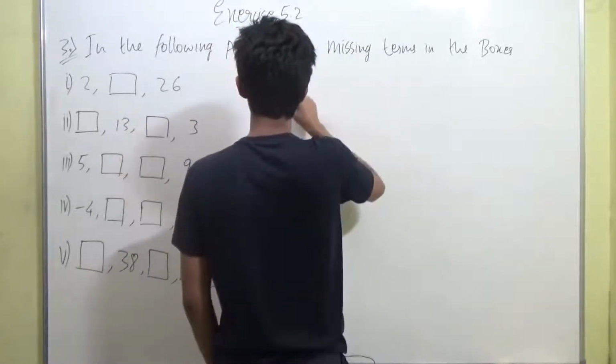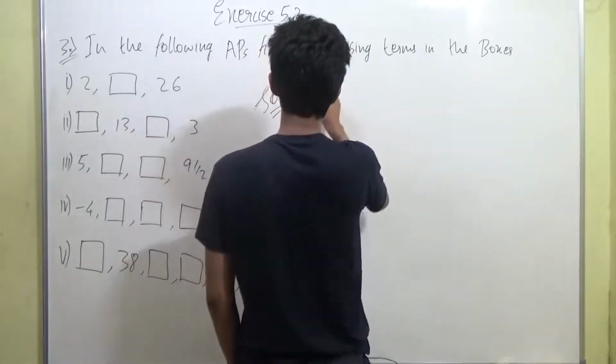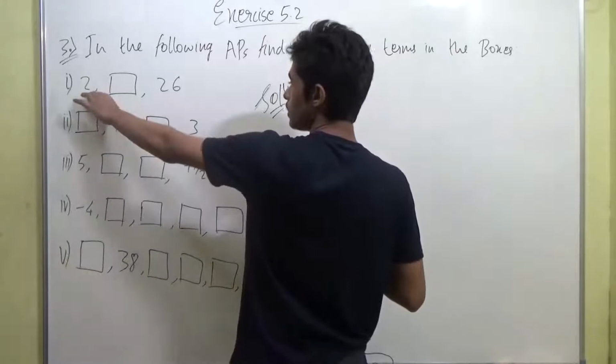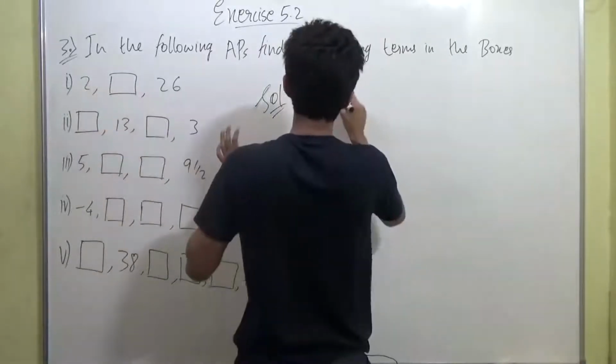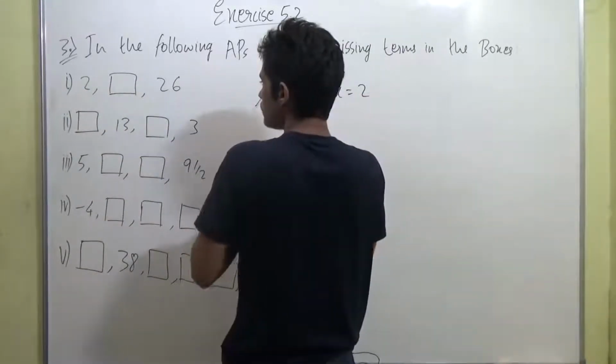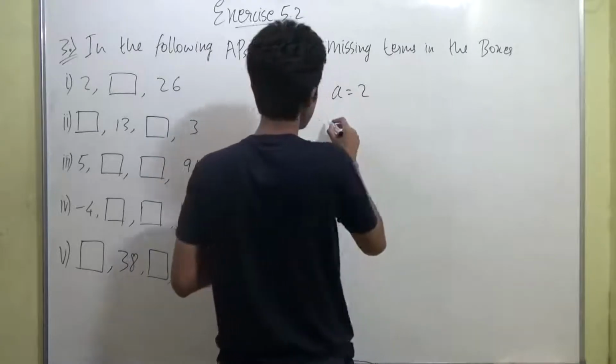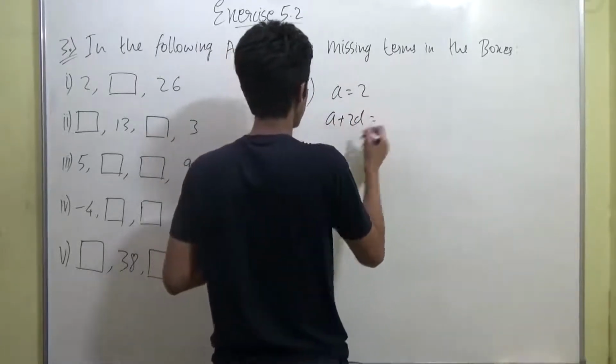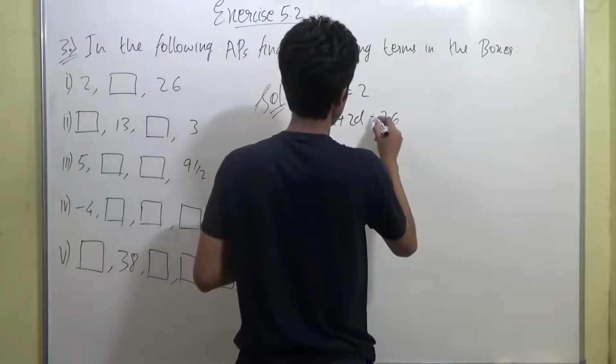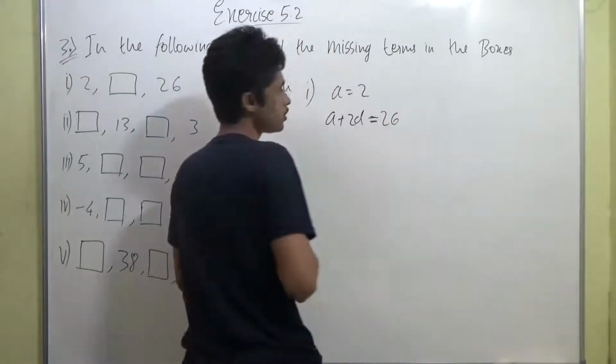Solution. If you take the first sub question, they have given us 2 here. In this AP, what is 2? A is equal to 2, correct? No. This is the third term. The third term is A plus 2D, equal to 26. Getting it, guys? The third term is A plus 2D, right?